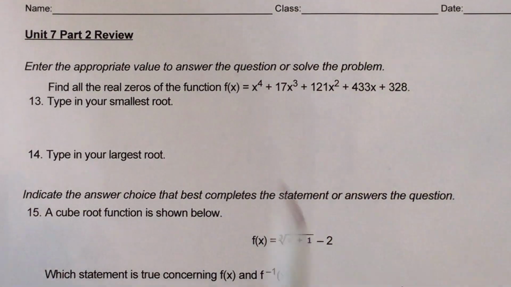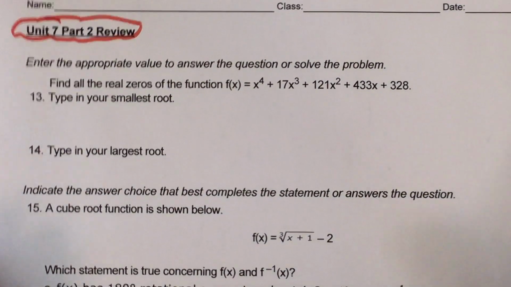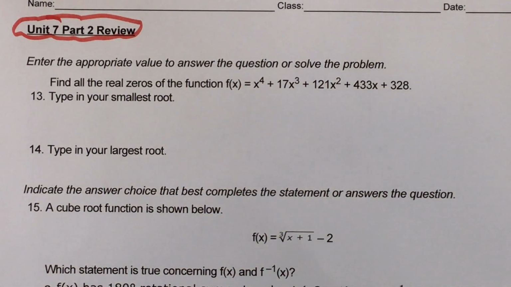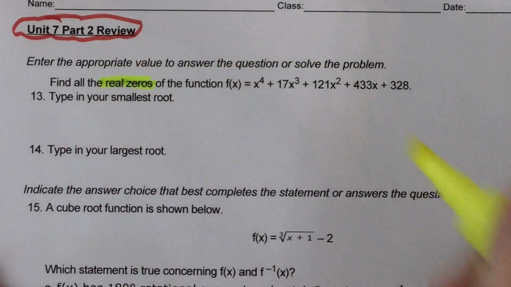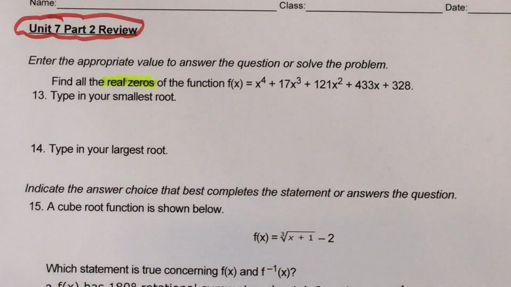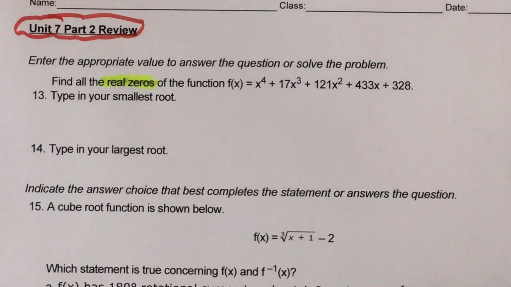Let's continue on with our Unit 7, Part 2 review. We are on number 13. So this question is asking for all the real zeros of this equation. Real zeros are where the graph is touching the x-axis. If it's not touching the x-axis, then those are imaginary.